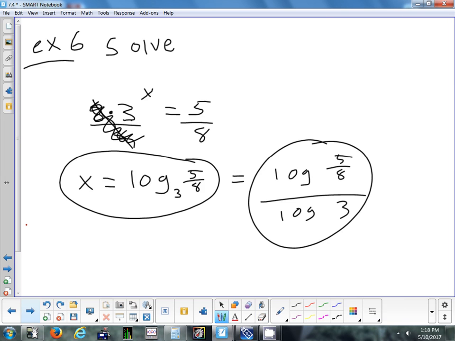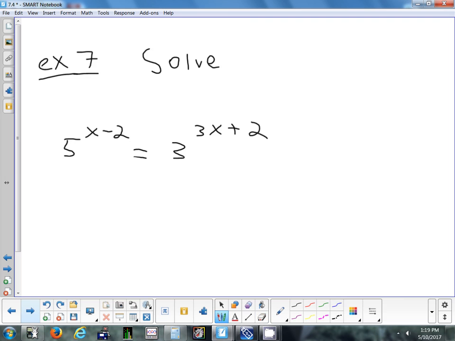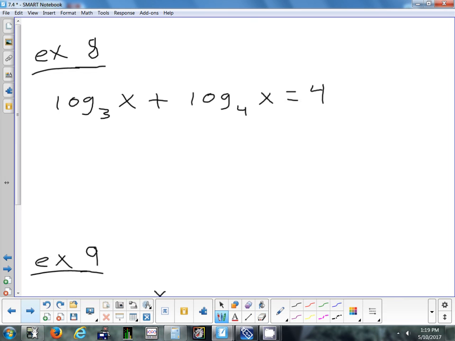Okay. Any questions on how to put that in on your calculator? One thing, you gotta be careful with parentheses after the top log. All right, we're gonna skip that one. We're gonna do that one.